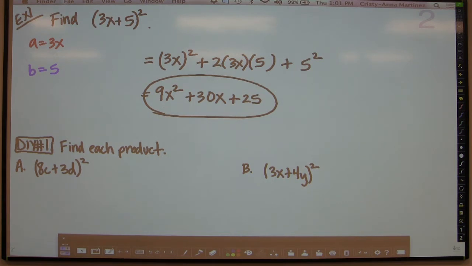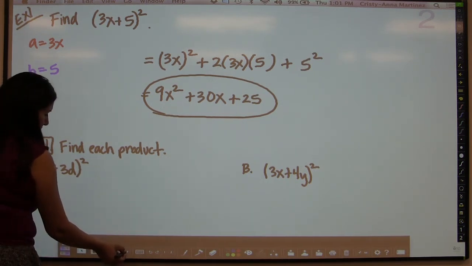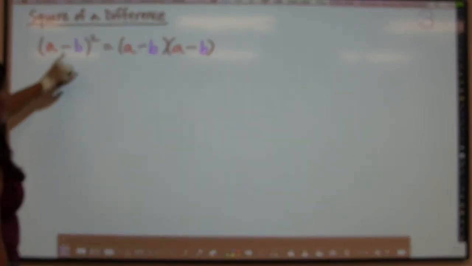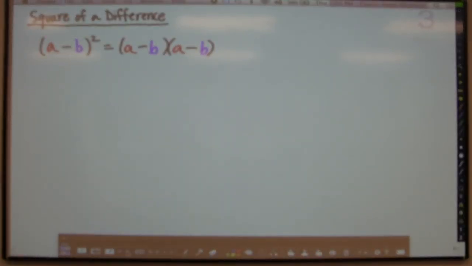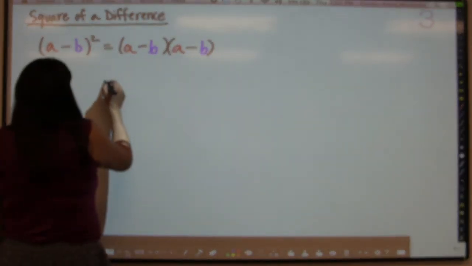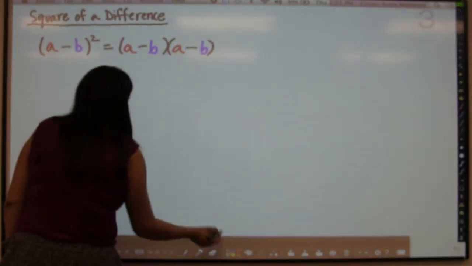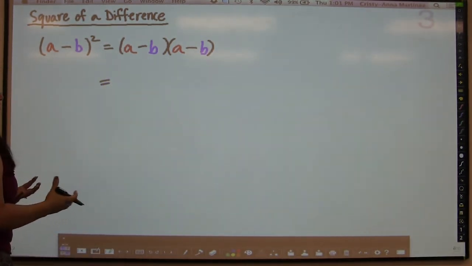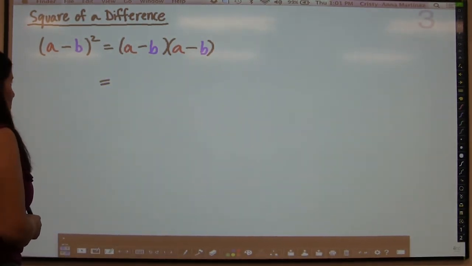So now if you will try this do-it-yourself example, we will go on to the square of a difference. As I said earlier, it's pretty much the same thing as the square of a sum, with the exception that you have a minus. And so we're going to see what happens when you have a minus. Again, we're going to start by using the FOIL process to explain to you, or to show you, prove if you will, why the formula is what it is.